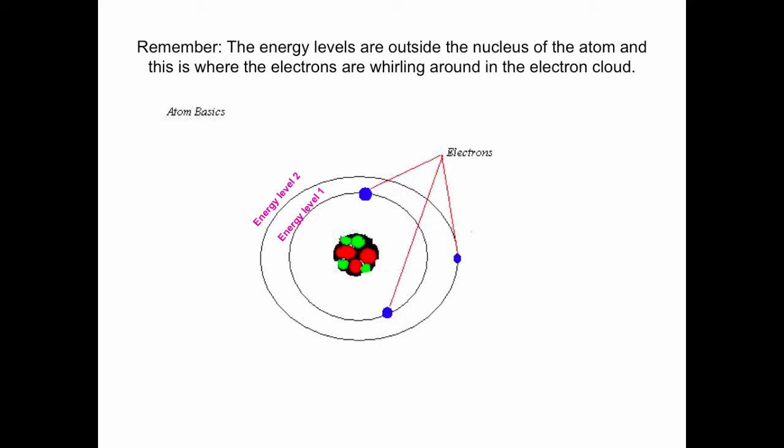Remember that energy levels are outside the nucleus of the atom, and this is where electrons are found whirling around in the electron cloud. So which period does this atom belong to? Well, because it has 2 energy levels, it should belong to period 2.